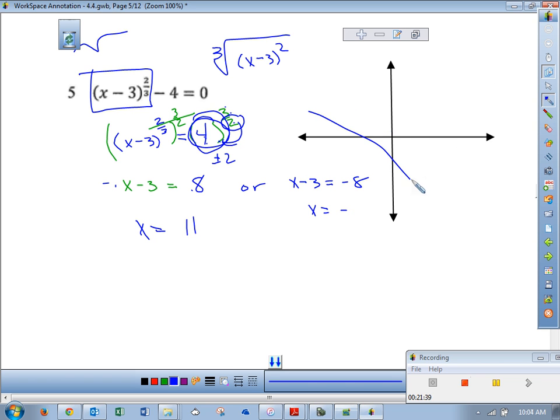It intersected over here and over here. This is at 11, 0, and this is at negative 5, 0. You cool with that? So that's how I knew it should have 2 answers. That's why I'm making the sketch.